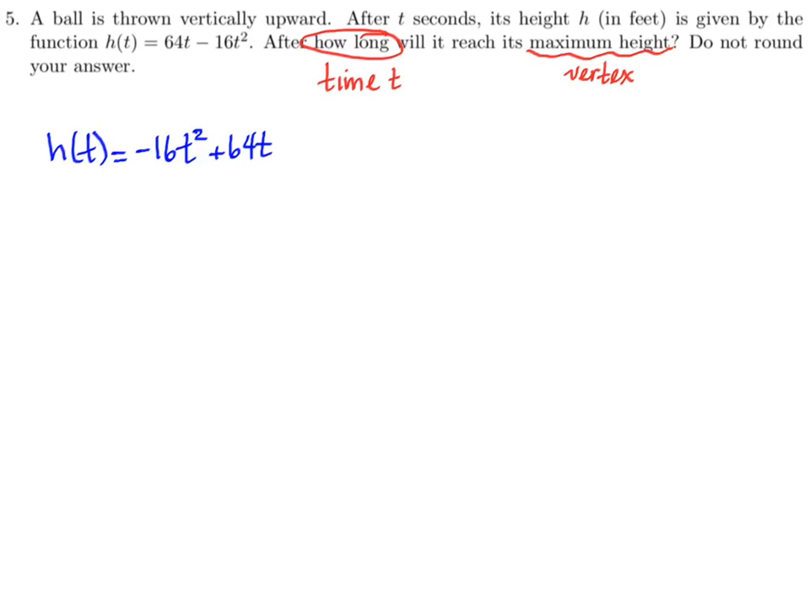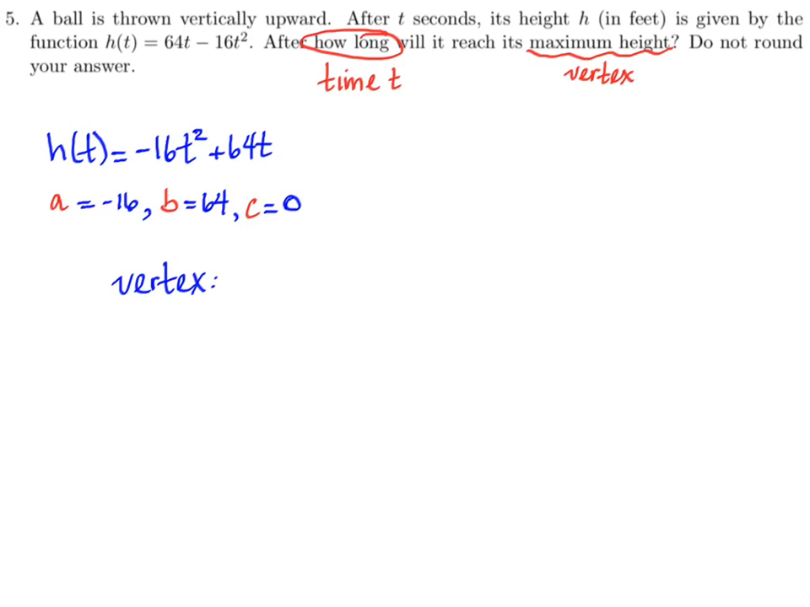Now writing it in this way makes it easy to see what A, B, and C are. So A is negative 16, so we know it's opening downward. So we know that the vertex is the highest point. That makes sense because we're looking for a point in time where it reaches its maximum height. So now we're looking for the vertex.